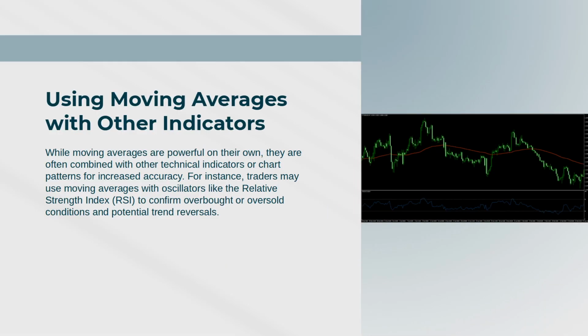Using moving averages with other indicators. While moving averages are powerful on their own, they are often combined with other technical indicators or chart patterns for increased accuracy. For instance, traders may use moving averages with oscillators like the Relative Strength Index, RSI, to confirm overbought or oversold conditions and potential trend reversals.